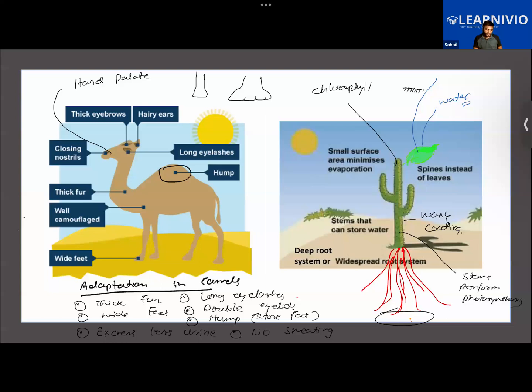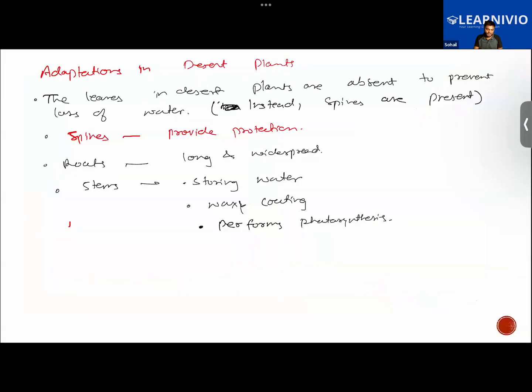Furthermore, they have long eyelashes that filter out the sun's rays and prevent the dust from entering their eyes. They have double eyelids. If you look at the camel's eyelid, they have two eyelids. That also helps them. Whenever there's a sand storm in the desert, the double eyelid will prevent any sand particles from entering their eyes. They have a hump on top of their body which stores fat. Their body does not sweat. They excrete a very small amount of urine, thereby minimizing the loss of water.